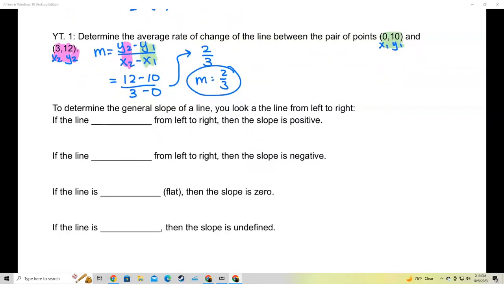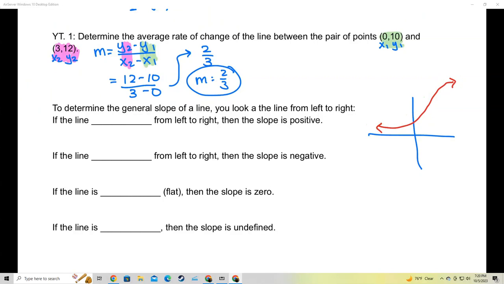All right, to determine the general slope of a line, you look at the line from left to right. So let's talk about that. When you're reading a graph, there's a couple of ways you can read this thing, and I want to make sure you're reading it correctly. So let's pretend I got this curvy looking graph that looks like this. And I ask you, hey, is that graph going up or is it going down? Well, it just kind of depends on how you're reading it. If I started on the left and I follow this graph, it looks like it's going up as I go from left to right.